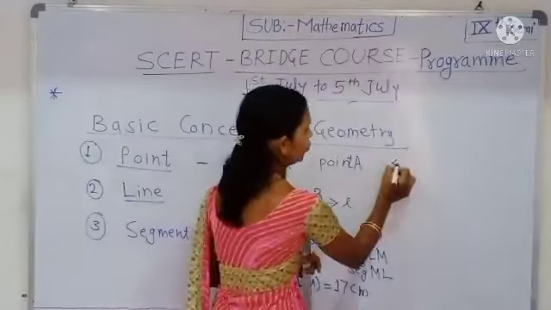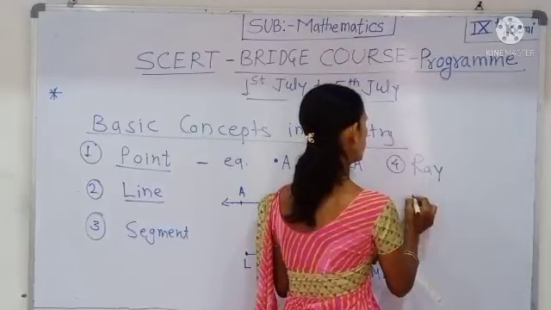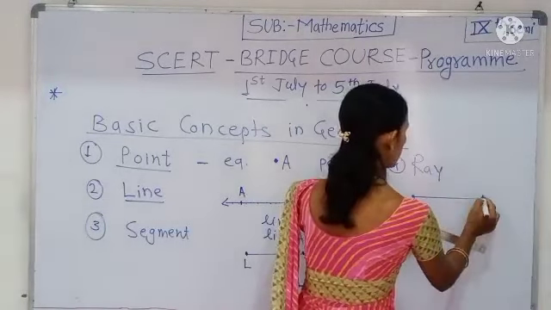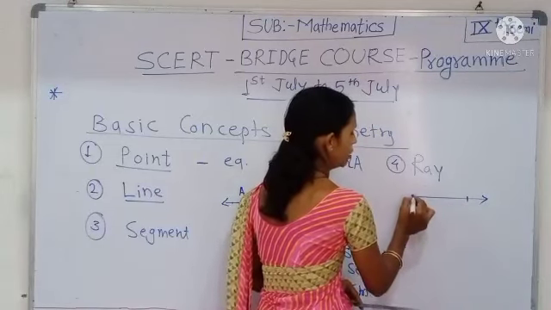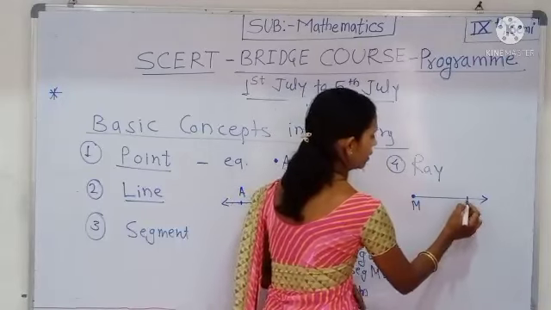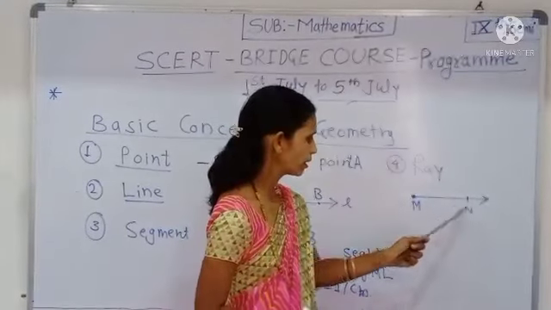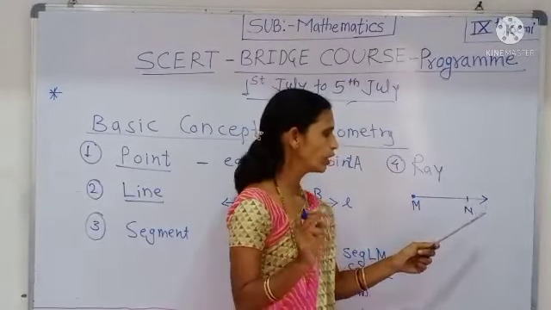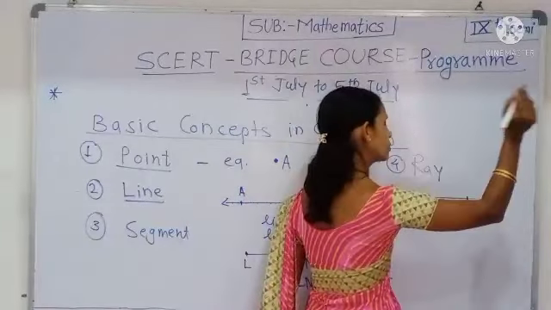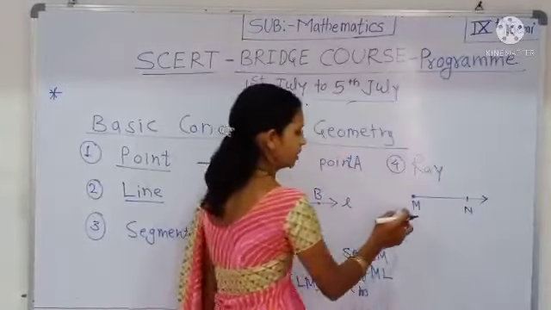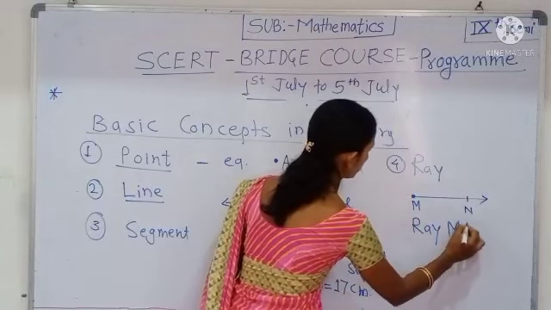As well as one more concept, that is ray. We can draw the figure of a ray. See here, that is the figure of a ray. M is the end point of the ray and N is one of the points on that ray. In a ray, there is only one arrow, at only one end. That means at this side we can extend it to infinity, and we can write this as ray MN.